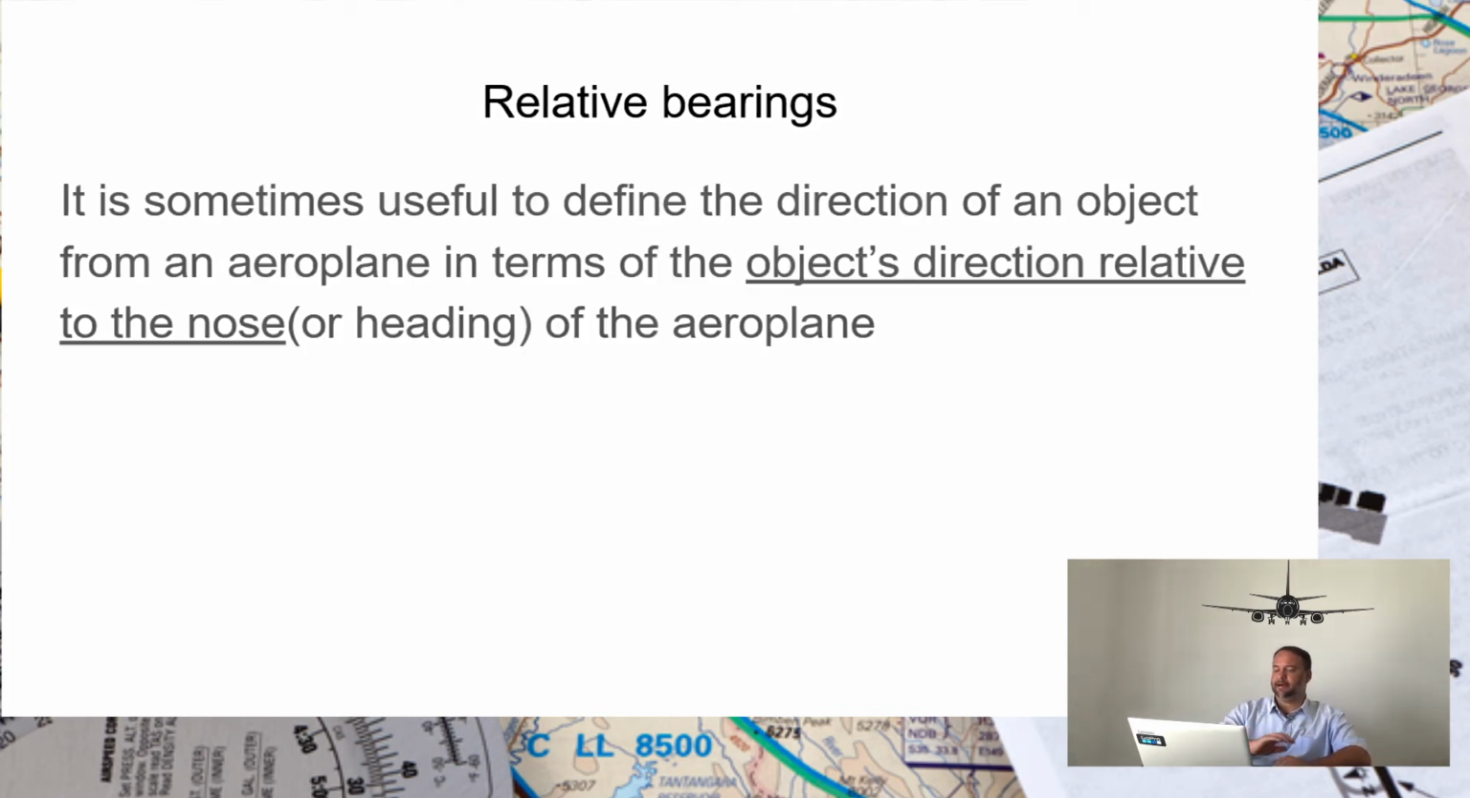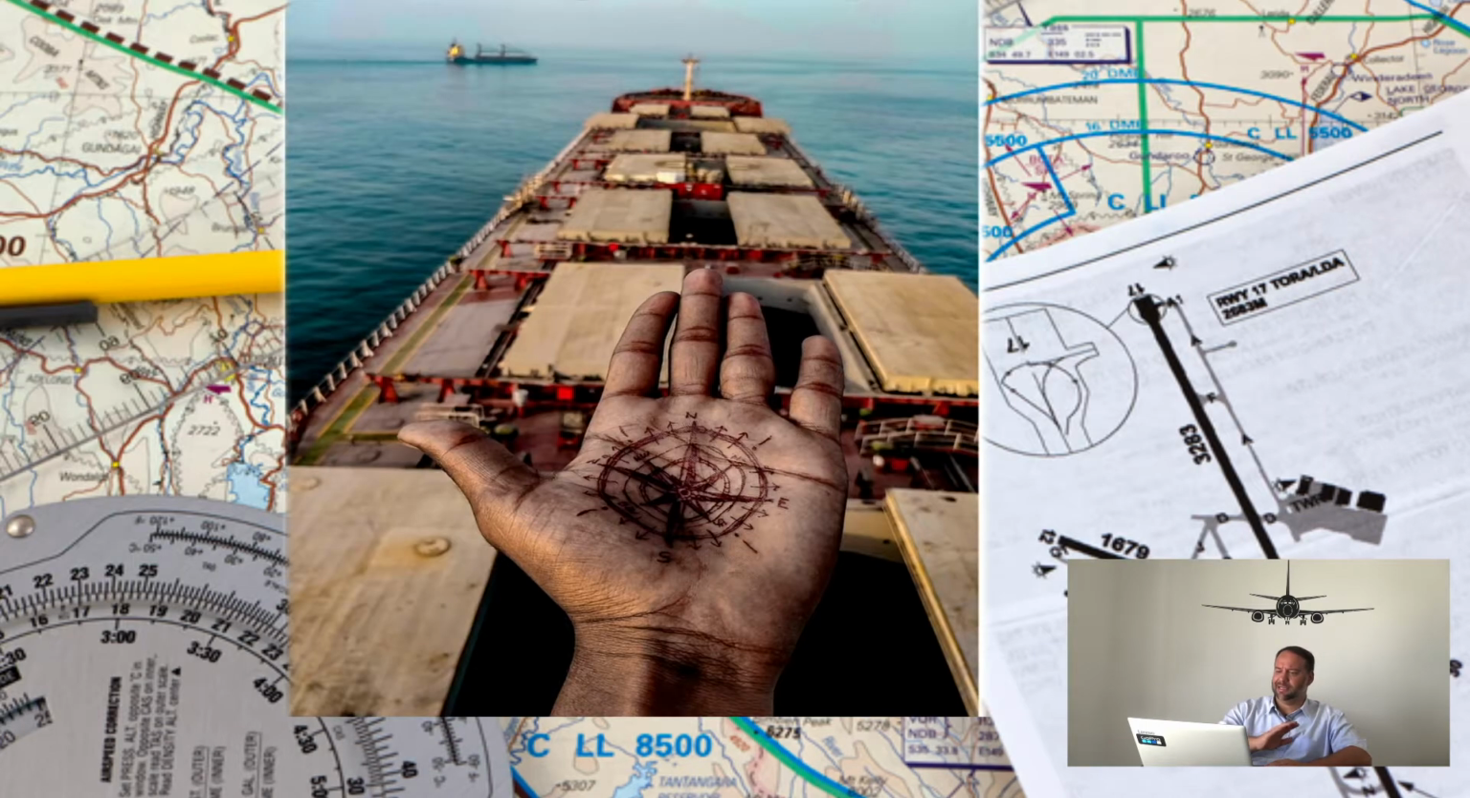Relative bearing. It is sometimes useful to define the direction of an object from an airplane in terms of the object's direction relative to the nose or heading of the airplane. So what is relative bearing? Look at this picture here. This ship, we have another ship to the left of it. So how would you say the relative bearing to this ship, in front of us?